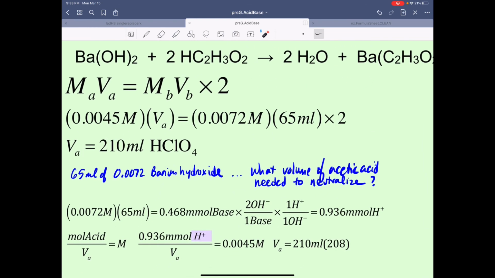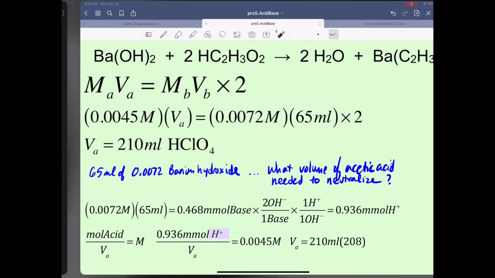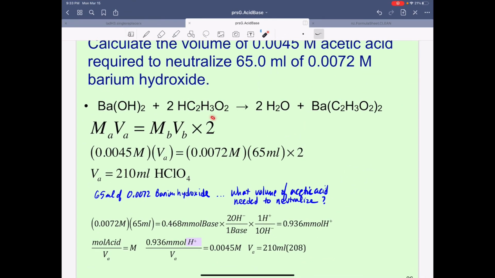Or we could look at the extended version, where we would take our molarity times volume to get millimoles of base, and here's our 2-to-1 ratio, 2 hydroxides for 1 base. Again, the acid reacts with the hydroxide in a 1-to-1 ratio, ultimately giving us twice as much acid required to go with this original amount of base, because there are 2 hydroxides for every base, and then we can plug that back in and end up with the volume. We can, of course, use the short version, but we have to watch out for where we place this 2 ultimately to end up with 210 mL.